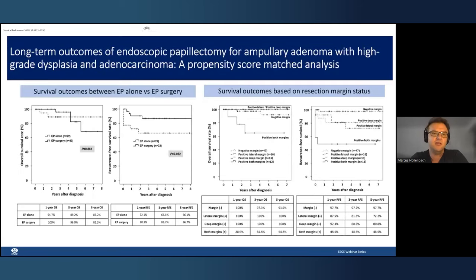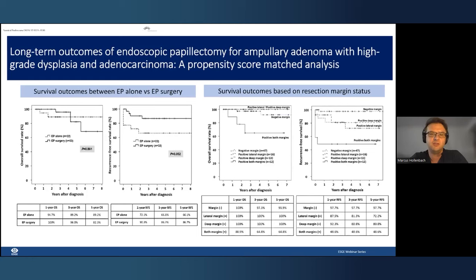And you can see here, in these crossing curves of overall survival, that in the majority of cases, if it is feasible to do an R0 resection for T1 cancers, as also demonstrated in a matched analysis here, then also in a long-term follow-up, it is feasible to do an endoscopic papillectomy, but you have to be sure that you do an en bloc resection and you have clear margins, and then you can do an endoscopic follow-up.